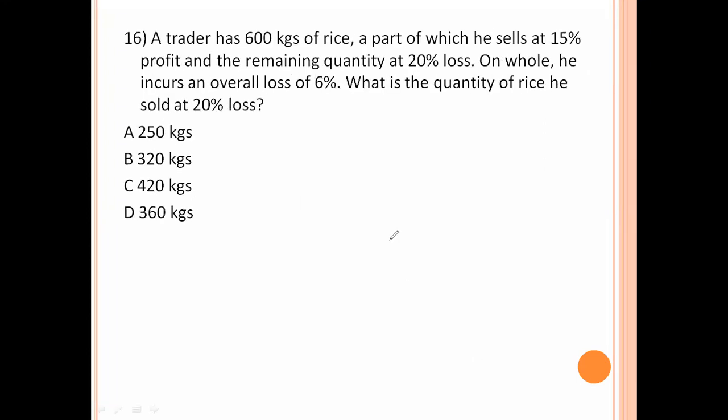The trader has 600 kilos of rice, a part of which he sells at 15% profit and the remaining quantity at 20% loss. On the whole, he incurs an overall loss of 6%. What is the quantity of rice he sold at 20% loss? Now 600 is divided into x and 600 minus x. This is sold for 20% loss. This is sold for 15% profit.